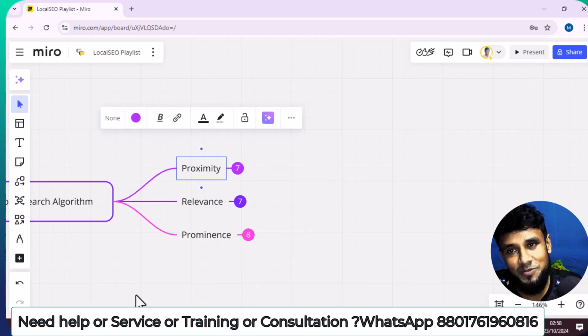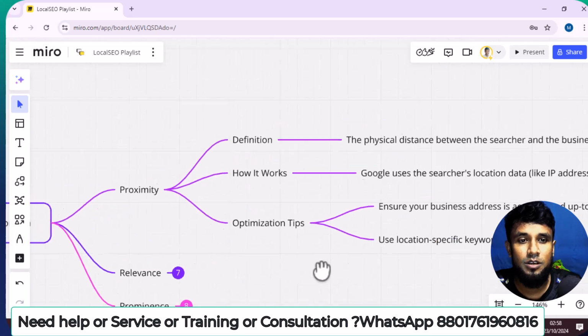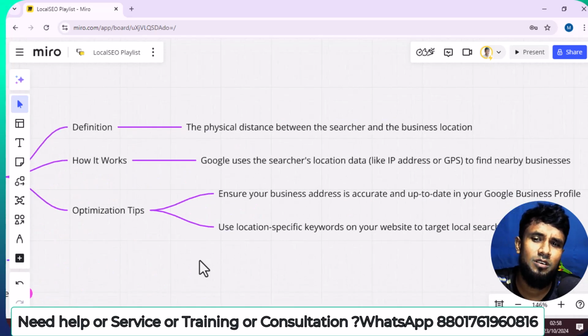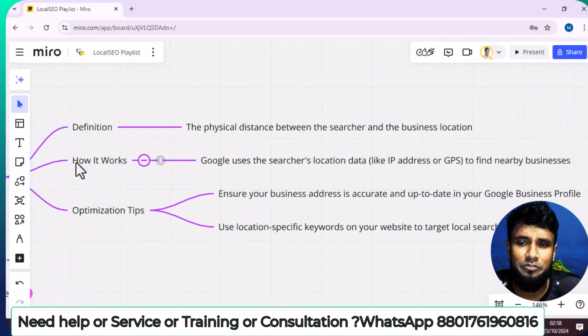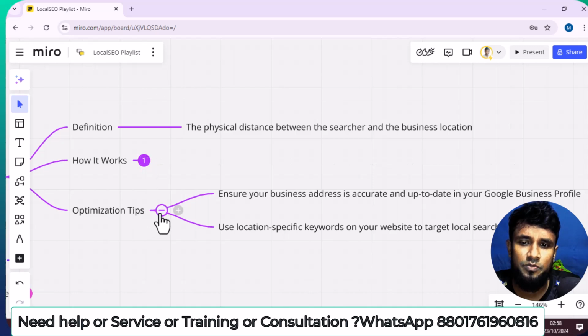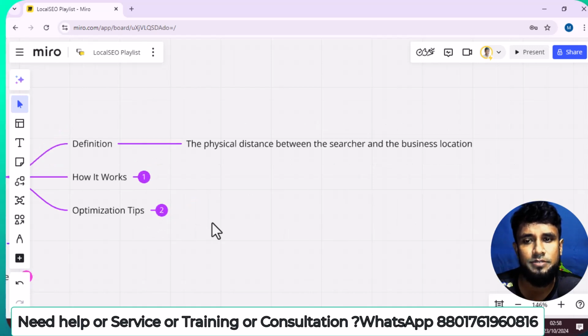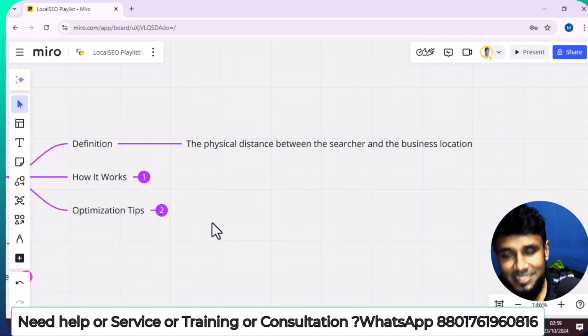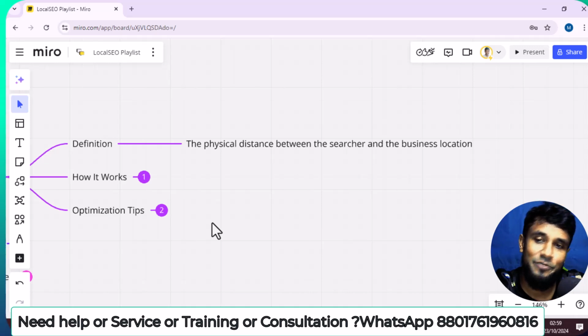So what is proximity? Do you know? No worry, you will know now. First of all, I will discuss the definition. Okay, so what is the definition? The physical distance between the searcher and the business location. That means the nearest search result, physical store, services, etc.